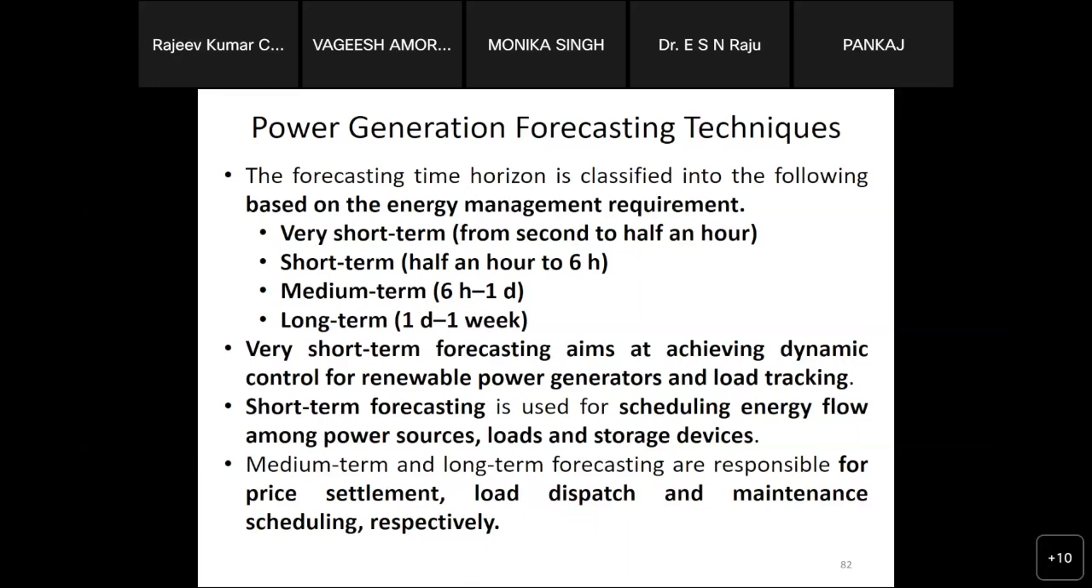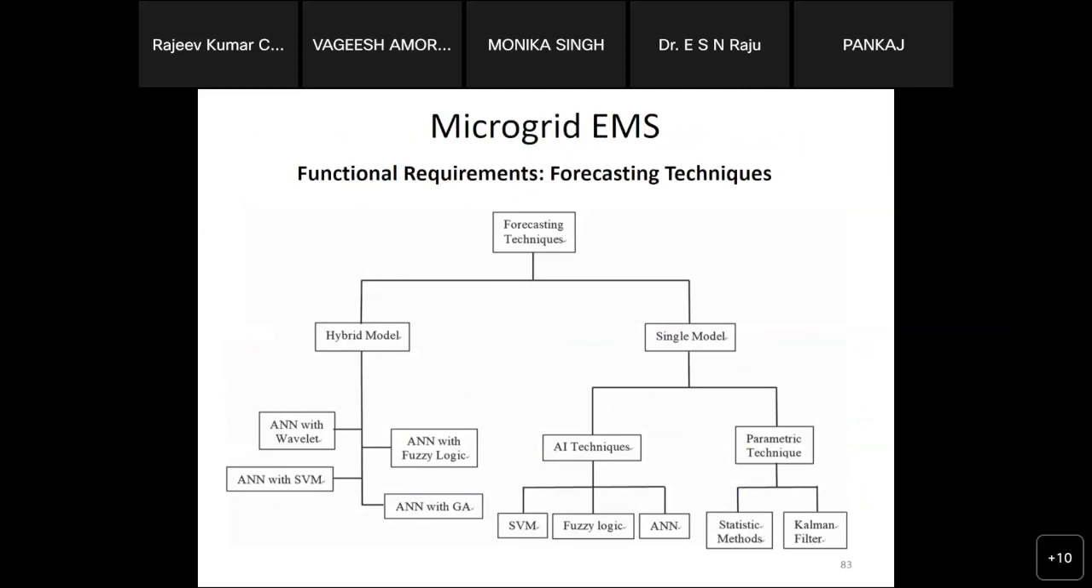So here we can see, all these are related to the hierarchical level control we have taken in the previous slides. We have already discussed the primary control, secondary control, tertiary control. Very short-term forecasting can be used for the primary control, short-term forecasting can be used for the secondary level control, and medium-term and long-term can be used for the tertiary control objectives. Likewise, we can have different hierarchical levels, and with each hierarchical level, we can go for different time frame forecasting techniques.